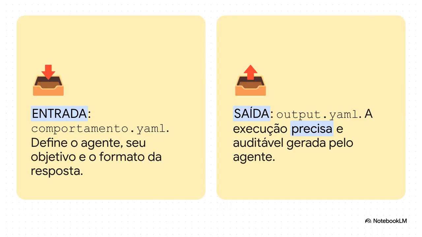And right here, you can see just how simple and elegant this process is. On the input side, we have the comportamento.wml file. This acts as the rulebook, defining the agent, its goal, and the expected format for the response. Then, on the output side, the agent itself generates the output.wml, a precise and totally auditable record of what was requested. The instruction was given in structured natural language, and the result was real computation, programming with no code.